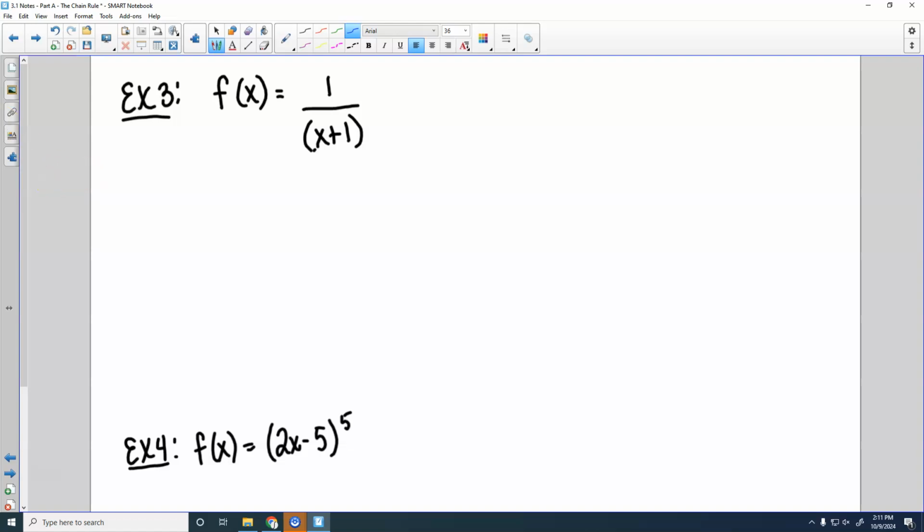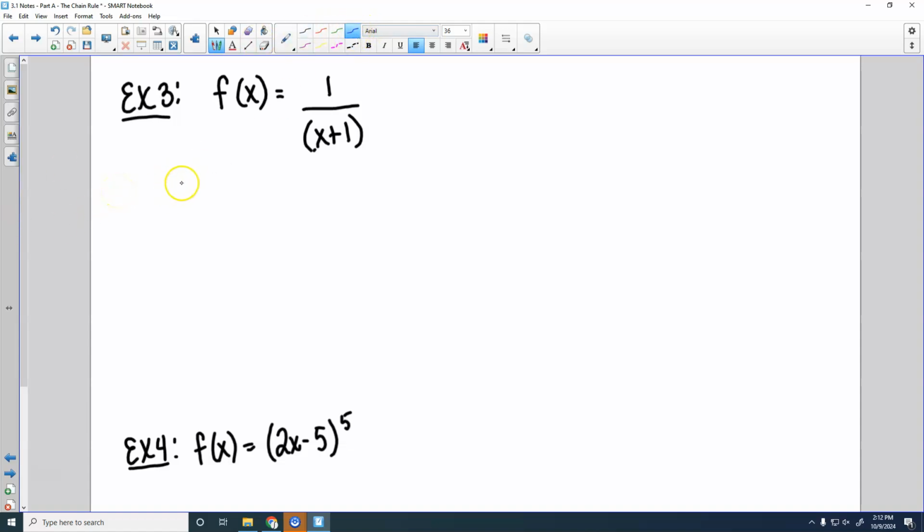Okay, here's our next one. Now, you might be looking at number 3 and saying, but Ms. Hyatt, that does not look like a chain rule problem. That looks like it's a quotient rule problem. And you can definitely do the quotient rule for this. In fact, I'm going to do this both ways so you can see what to do. So let's go with quotient rule, which we already know first, right?